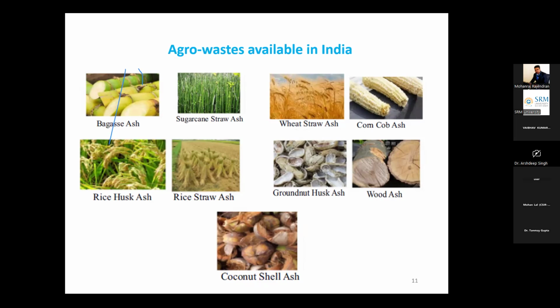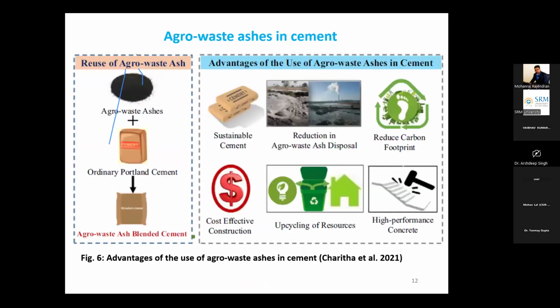So the waste of these products is being used, or can be used, as a fuel in the industry, and the byproduct of that is agro waste ashes. When this agro waste ash partially replaces ordinary Portland cement, it makes agro waste ash blended cement. This diagram I have taken from the literature. This was a review study.